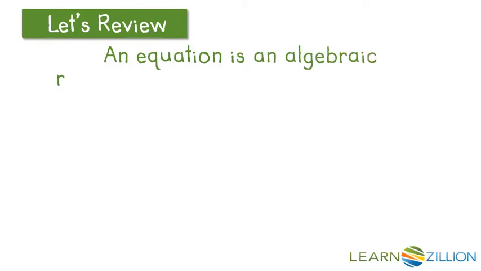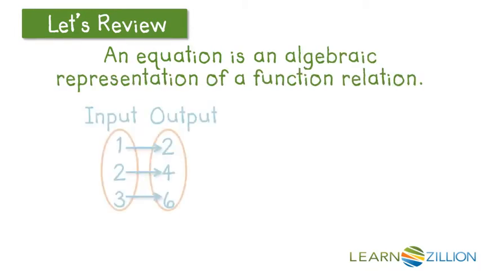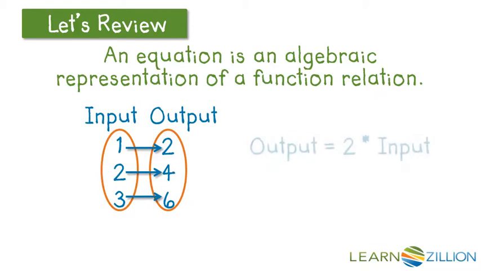An equation is an algebraic representation of a function relation. So given the same inputs and outputs, we notice that the output is equal to 2 times the input. If we replace input and output with x and y, we get y equals 2 times x.